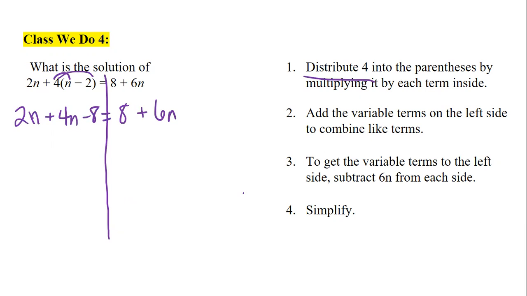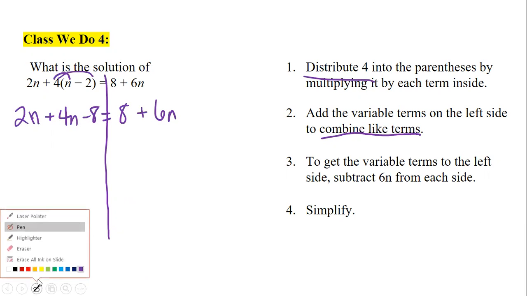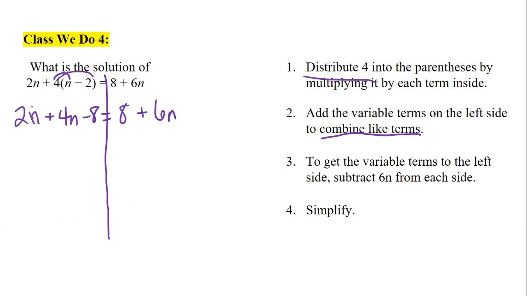Okay. I'm going to combine like terms. So combining like terms, I have 2n and I have 4n. Oh, my pen is doing weird things. So fun. There we go. 2n and 4n make 6n. I'm going to bring down my remaining terms.